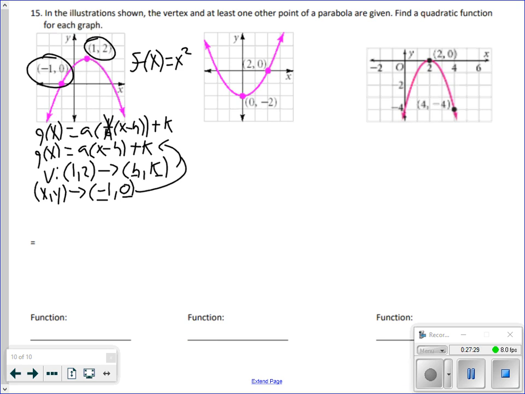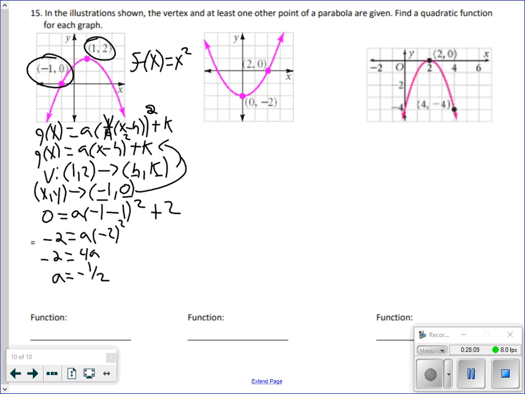So g of x, or really just your y, is 0 equals some a value that we don't know times our x value of negative 1 minus our h value of 1. All that squared. That's what I forgot here. Put those squared. Sorry about that. So negative 1 minus 1 squared plus our k value of 2. So we're just going to solve this out for a. So I'm going to subtract 2 over to the other side. Negative 2 equals a times negative 1 minus 1, which is negative 2, all squared. Negative 2 equals 4a. Negative 2 squared is a positive 4. Divide by 4, and we get that a equals negative 1/2.